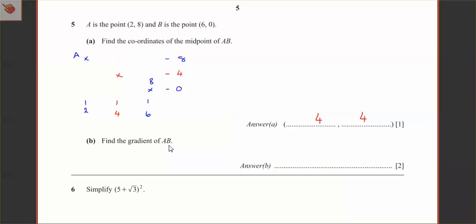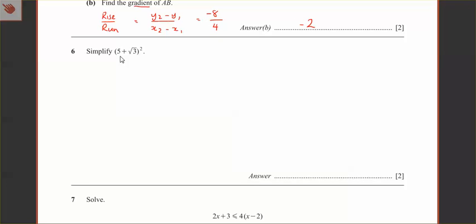The gradient of line AB, again, if I want to use my diagram, gradient, you might remember as rise over run. Some people remember y2 minus y1 over x2 minus x1. Either way, the rise is from 0 to 8. Actually, it's going down. Forget that. So we go from 8 to 0. So it's a drop of 8, so it's minus 8. And the run is from 2 to 6, which is 4. So the gradient is minus 8 divided by 4, which is minus 2. Okay.